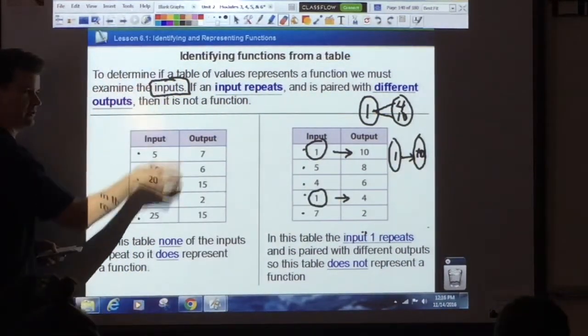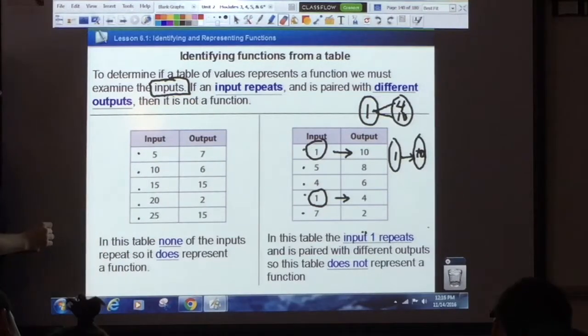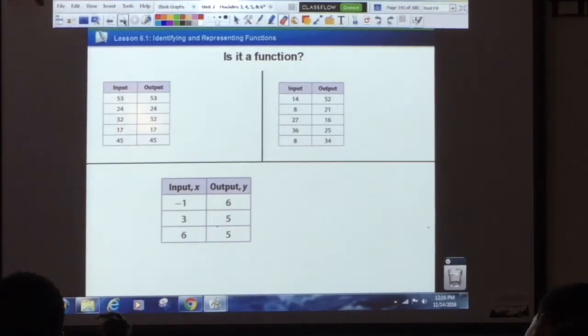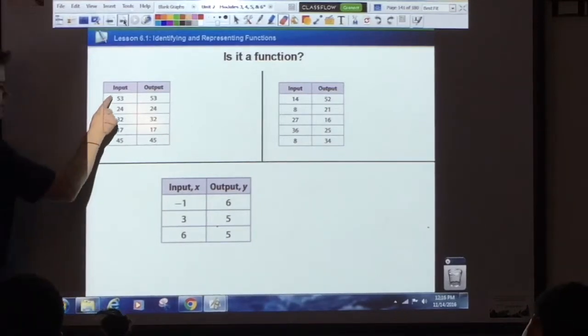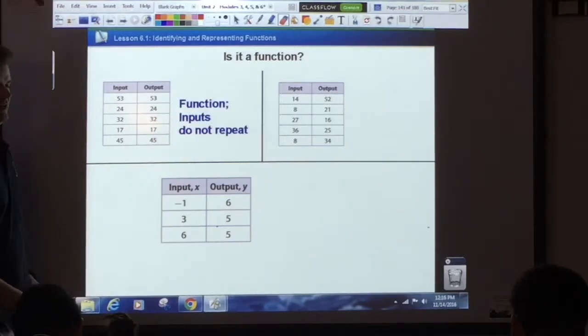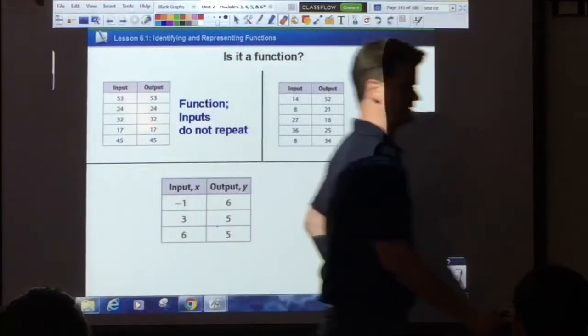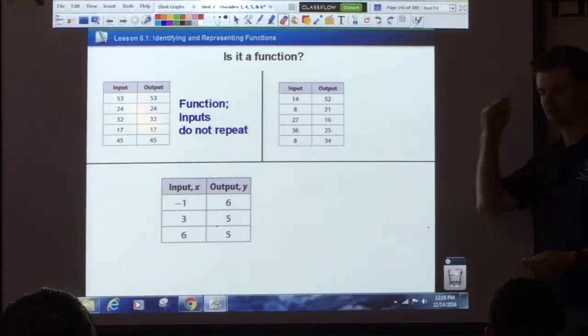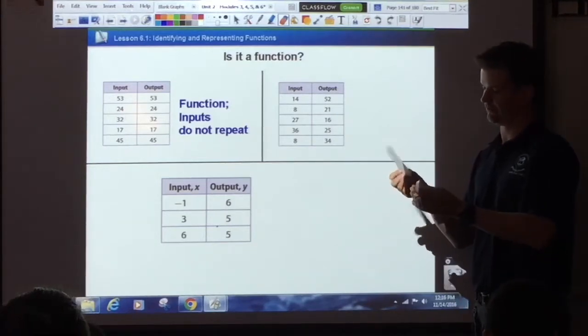Pretty simple. Look at the inputs. Is it paired with different outputs? All right, let's go to my main homie, Adrian Nico. Is it a function? Yes or no? Yes. Look at the inputs. None of these repeat. There's nothing else I have to do. This is a function. Inputs do not repeat. Make sure you're writing this down. At the very least, write a function. If you want to write inputs do not repeat, that might be a good little thing to jog your memory when you come back around.